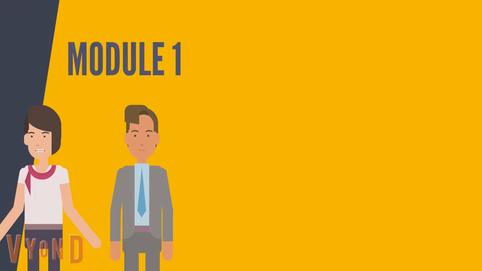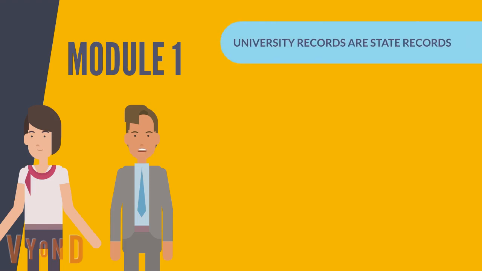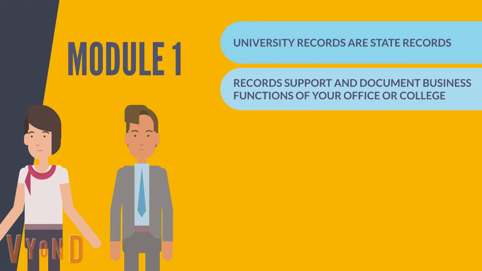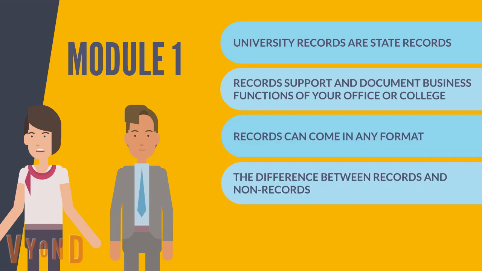Our Module 1 learning objectives are: University records should be treated as state records. Records support and document business functions of your office or college. Records can come in any format. The difference between records and non-records. And finally, an overview of the life cycle of a record.